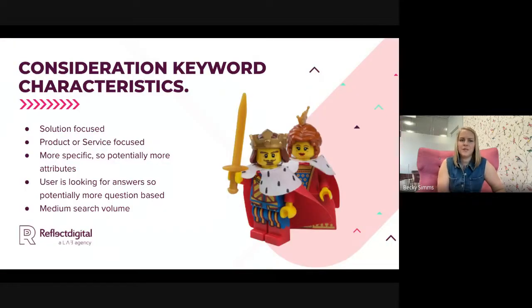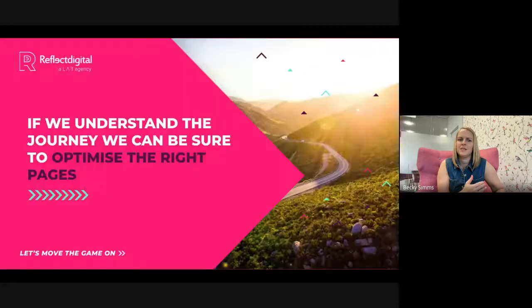So the types of characteristics we see around consideration keywords are things like solution focused, maybe product or service focus. They're going to be more specific, more attributes. They're going to be asking maybe more question-based search phrases. And we might see the search volume drop off a little bit. It might be more of a medium search volume.